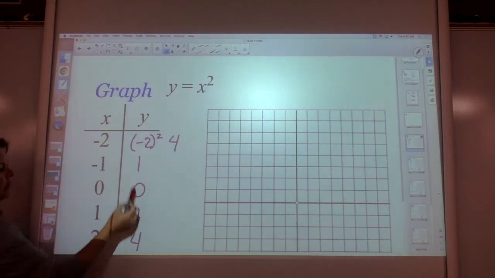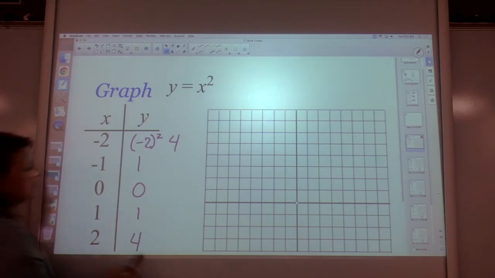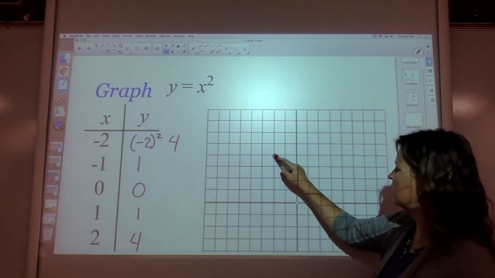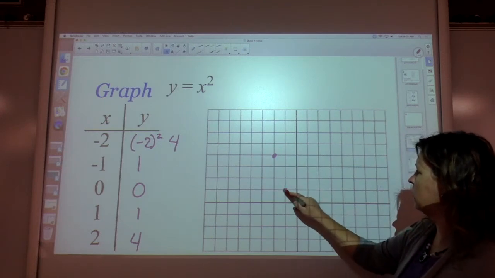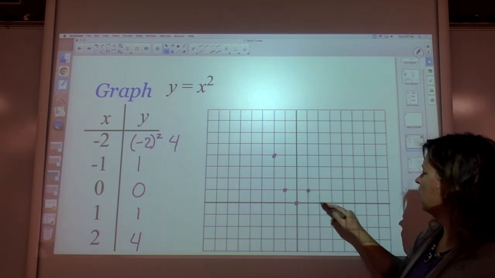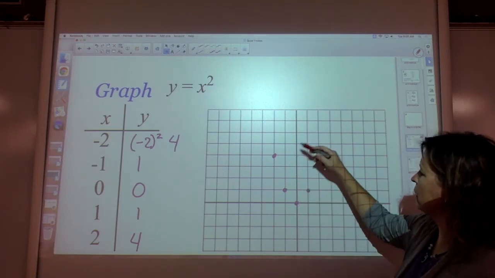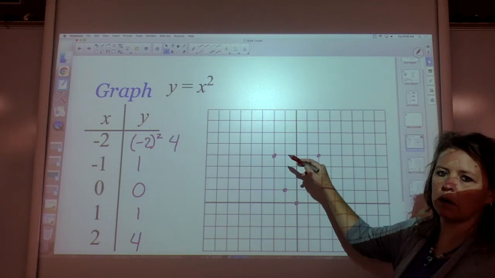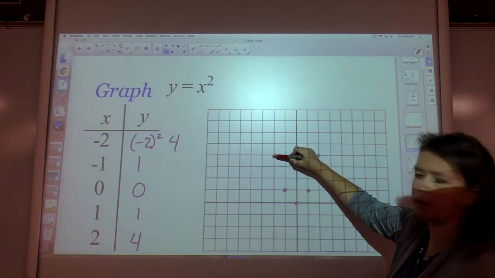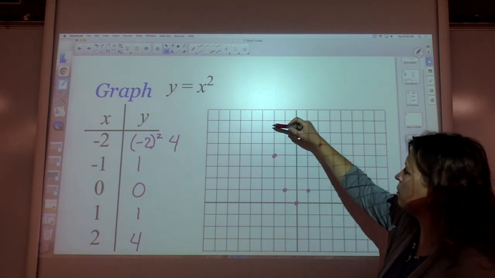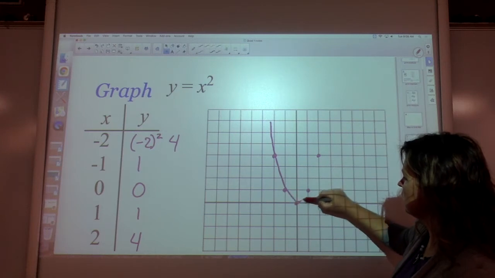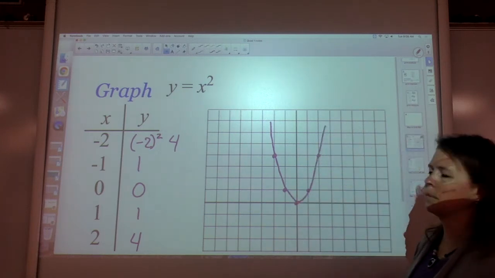This happens often, the little pattern that you see. Not always, but often. Graph it by going left 2, up 4, left 1, up 1, 0, 0, right 1, up 1, and right 2, up 4. And don't play dot to dot here and make some rigid marks on it. Make a nice smooth parabola, and also you're not just starting at this dot. We started there, but the parabola continues. So start above it, make a nice smooth rounded curve, and come back up the other side.